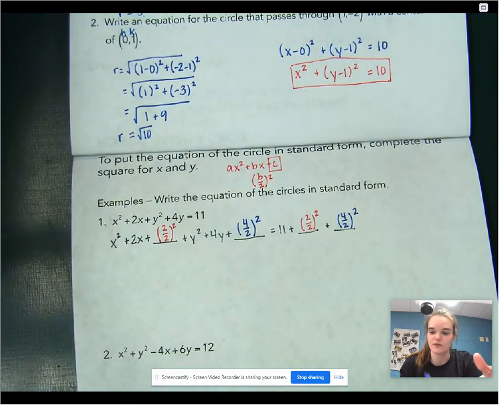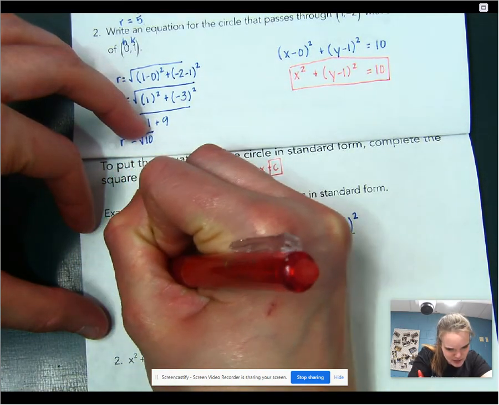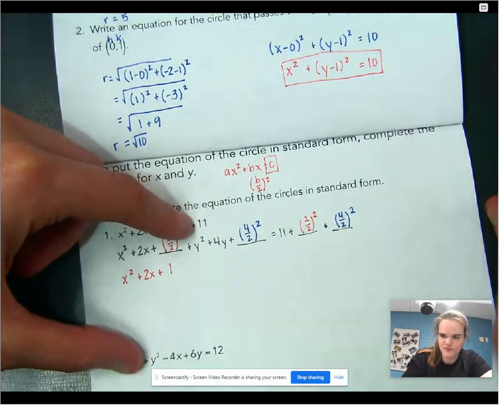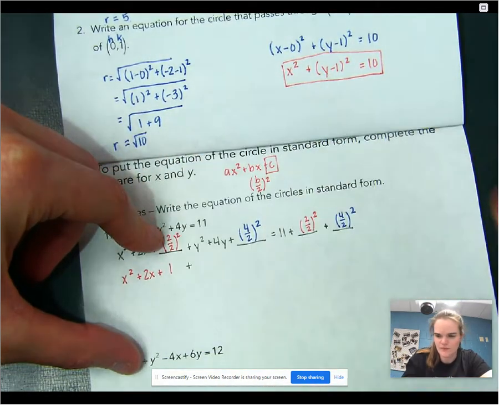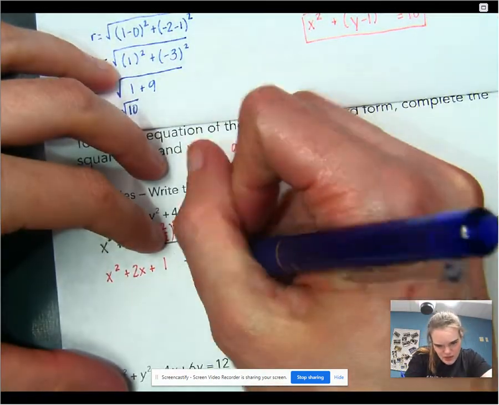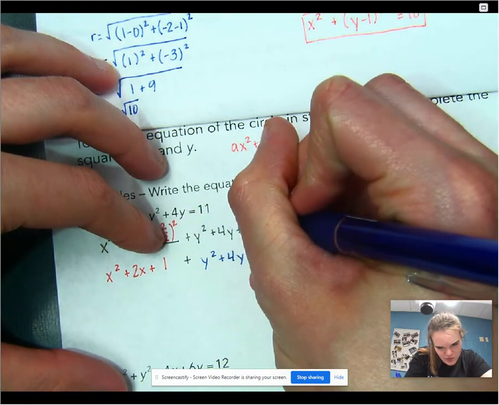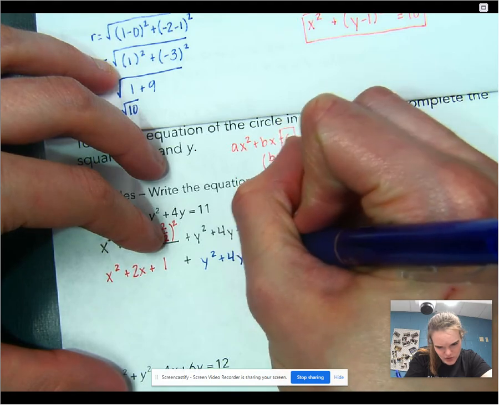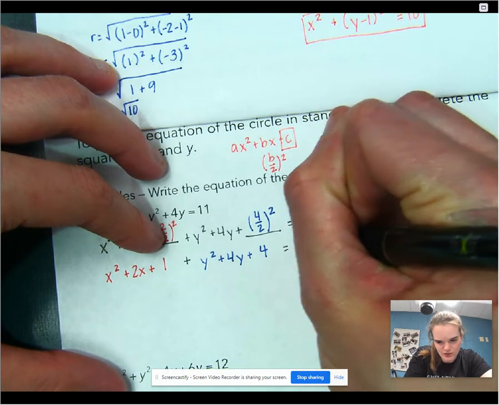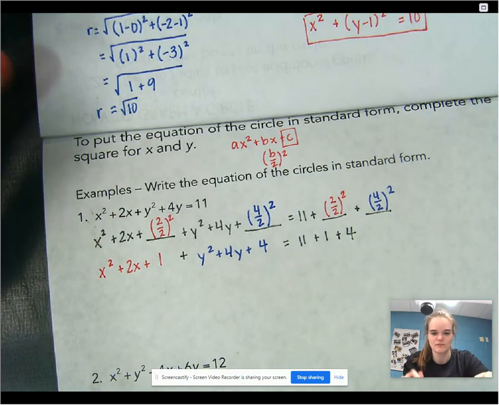Now, we're going to get our stuff figured out here. I have x squared plus 2x plus 1, plus, and yes, I'm doing it in colors for a reason. It's a good idea for these. Plus y squared plus 4y plus 4 divided by 2 is 2. 2 squared is 4, equals 11 plus 1 plus 4.